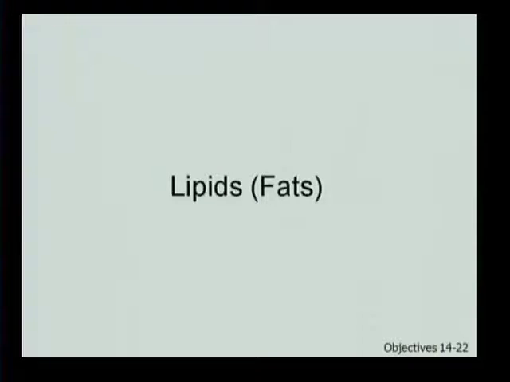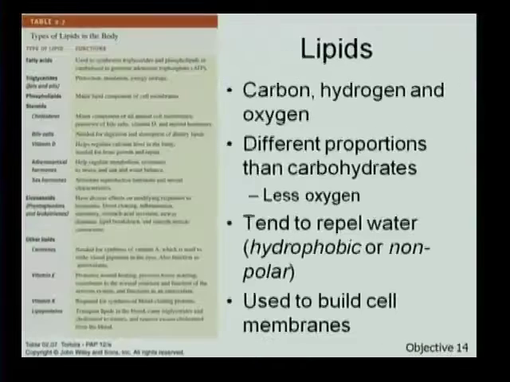In the next few objectives, objectives 14 through 22, we'll turn to a study of lipids, which you probably know of as fats. But as we'll see, there's a lot of other different kinds of lipid molecules that aren't exactly fats. These are fats and fat-like compounds, related compounds. Lipids, like carbohydrates, have carbon, hydrogen, and oxygen, but there are different proportions.